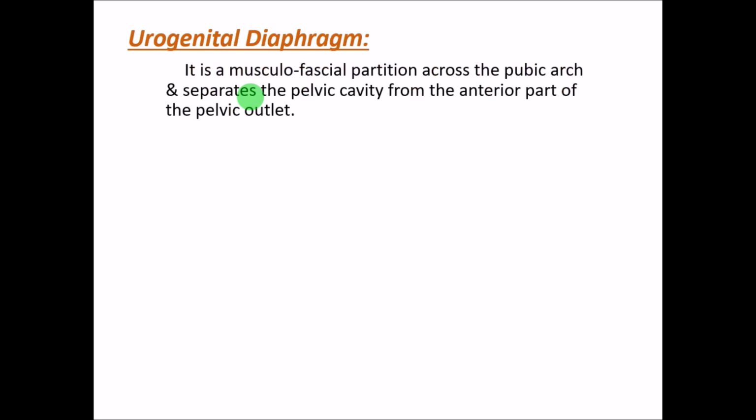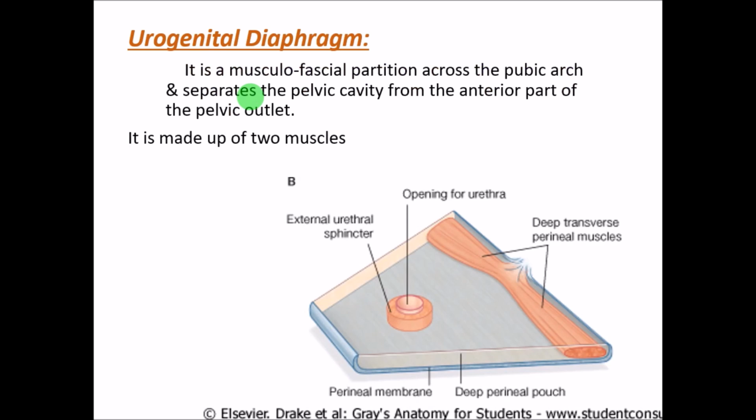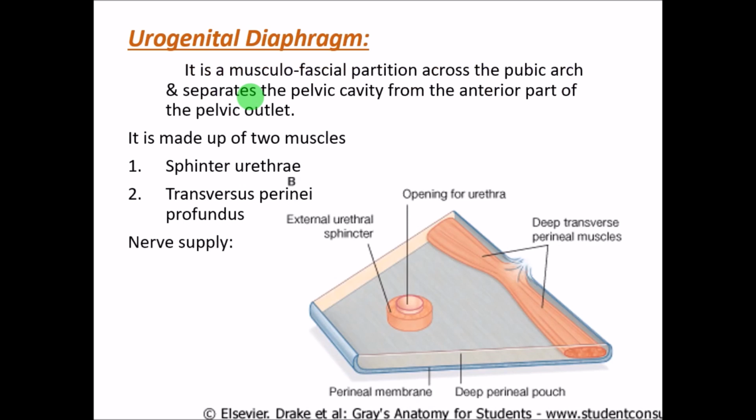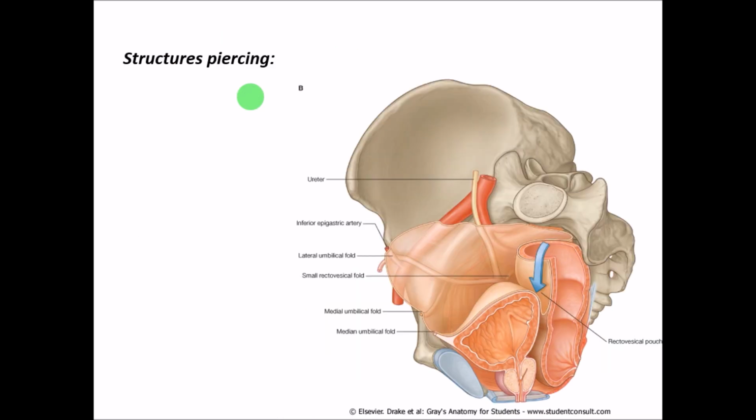It is a musculofascial partition across the pubic arch. You saw the pubic arch, and it separates the pelvic cavity from the anterior part of the pelvic outlet. So this is formed by two muscles. One is called sphincter urethrae and the second one is the transverse perineum profundus. The nerve supply of these muscles is by the muscular branches of the perineal nerve, which will be supplying both these muscles.